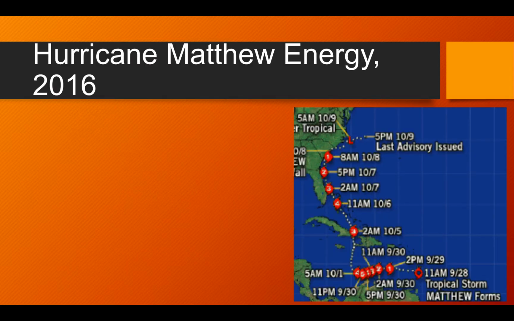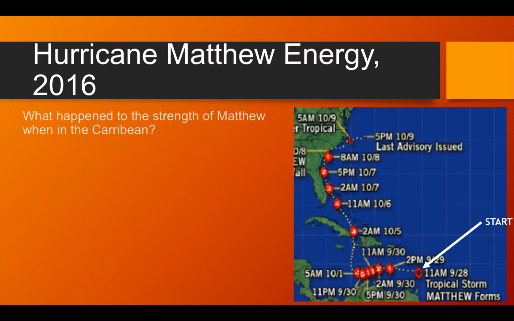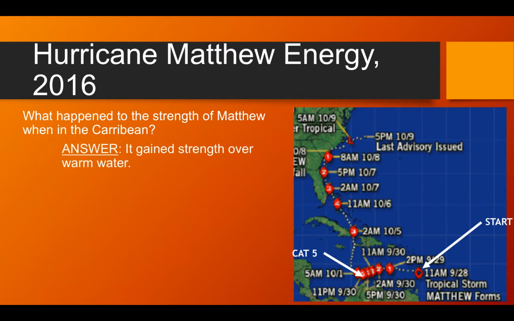Let's look specifically at Hurricane Matthew in 2016. There's a map on the right-hand side showing Hurricane Matthew and its movement from beginning to end. It started at 11 a.m. on the 28th of September as a tropical storm. And the question we have here is, what happened to the strength of Matthew when it was in the Caribbean? Well, by the time it moved over to September 30th, just 2 days later, it had become a Category 5 storm. So it had gained strength over the very warm waters in the Caribbean.